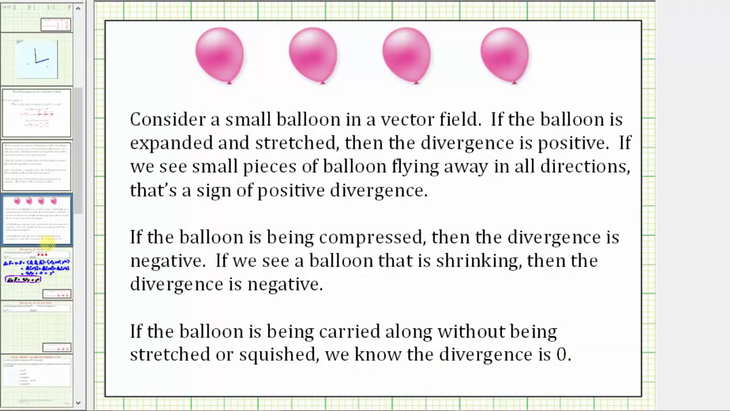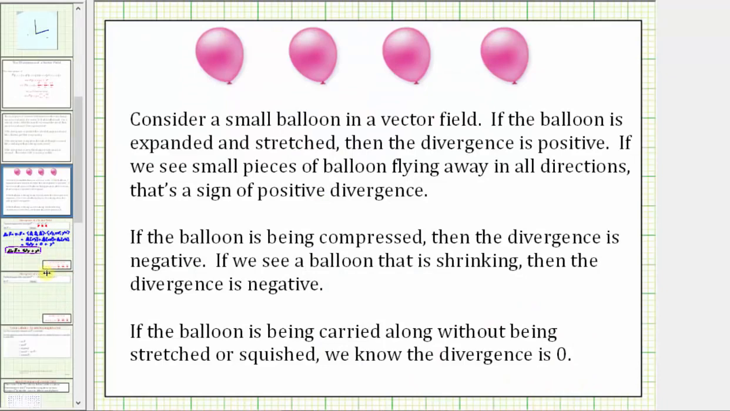So if we consider a small balloon in a vector field, if the balloon is expanded or stretched, then the divergence is positive. If we see small pieces of balloon flying away in all directions, that's a sign of positive divergence. If the balloon is being compressed, then the divergence is negative. If we see a balloon that is shrinking, then the divergence is negative. And finally, if the balloon is being carried along without being stretched or squished, we know the divergence is 0.